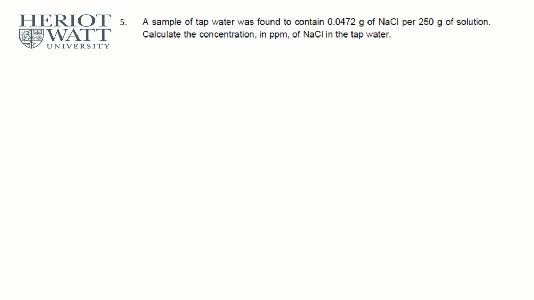Okay, let's move on to number 5. A sample of tap water was found to contain 0.0472 grams of sodium chloride per 250 grams of solution. So they give you the mass of sodium chloride and the mass of solution. Calculate the concentration in ppm. Now, as we know, ppm is parts per million, which is also known as milligram per kg of solution. So you just need to convert the gram into milligram for the solute, which is sodium chloride, and the mass of solution, you convert it into kg. Then automatically it will be in parts per million.